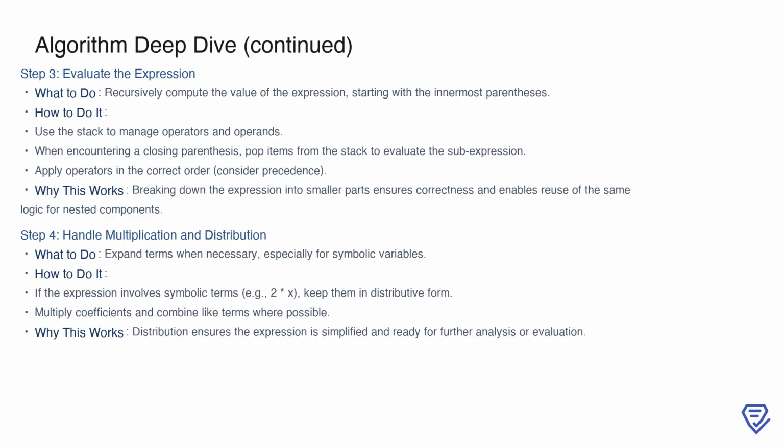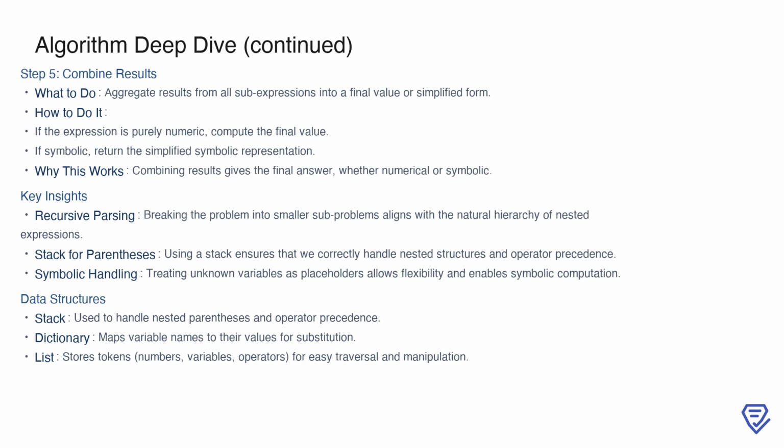This process of distributing and simplifying lays the groundwork for further analysis or computation, making the expression easier to work with in subsequent steps. Once we've evaluated and handled the components of the expression, it's time to combine the results into a final output. If the expression contains only numeric values, we compute the final value directly. However, if it includes symbolic terms, we return the simplified symbolic representation as the result. This step ensures that all parts of the expression are aggregated into a cohesive answer, whether that answer is a number or a symbolic form.